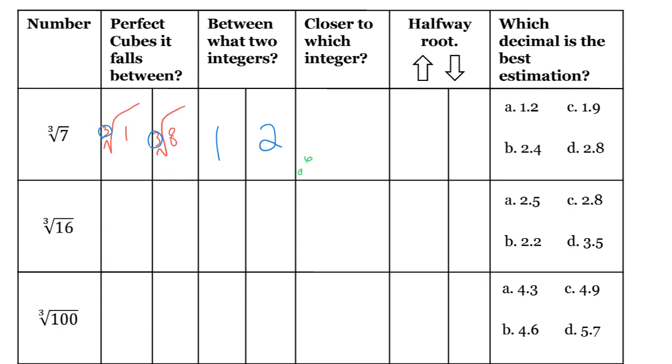It's 6 away from 1. And from 8, it's 1 away. So it's closer to 8. So that means it's closer to 2 because 2 is the integer. And that means it's above the halfway root. And we know the halfway root is somewhere between 1 and 2. Since it's above 1.5, that means we can cross out both of these that have a 2. And the one of these that is above 1.5 is C. Okay? So I think that you should be good to fill these out.